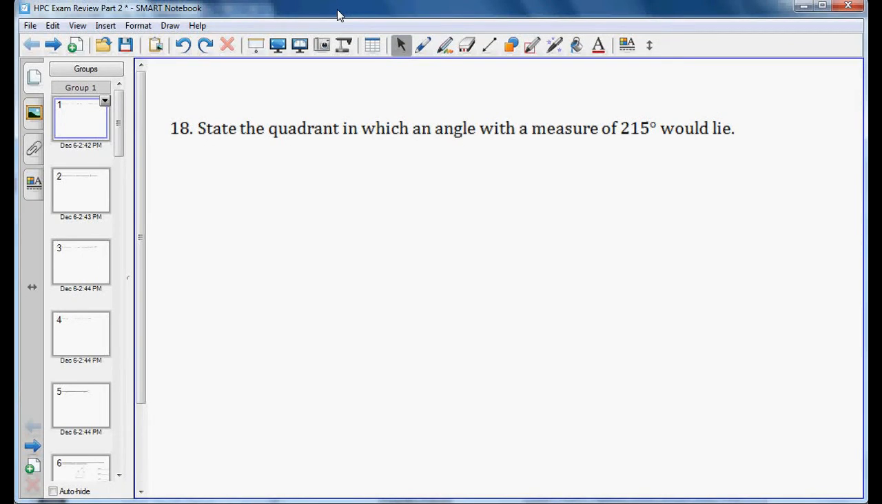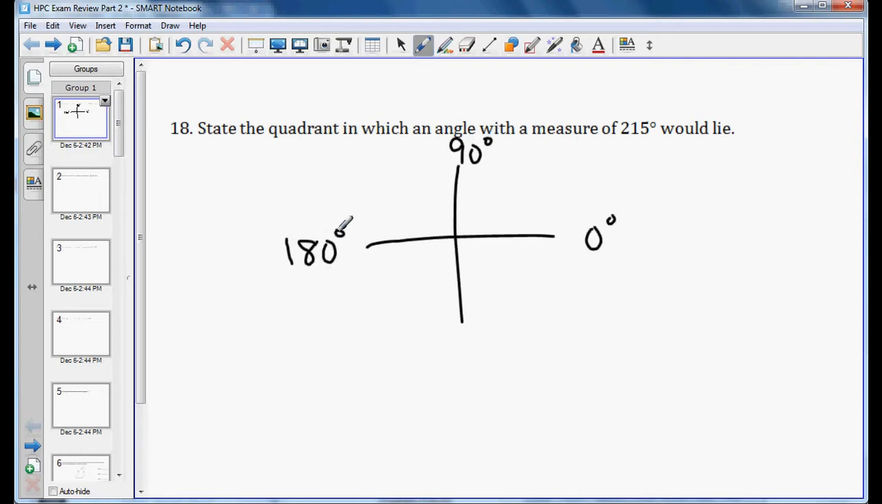And now we come to the trigonometry. First, it asks us to state the quadrant where we would find 215 degrees. One thing that may be helpful for you is to actually draw the coordinate plane just like this. We're dealing with degrees, so we'll do 0 degrees, 90 degrees, 180 degrees, 270 degrees, and then 360. And this asks for 215, which is in this area because it's between 180 and 270.